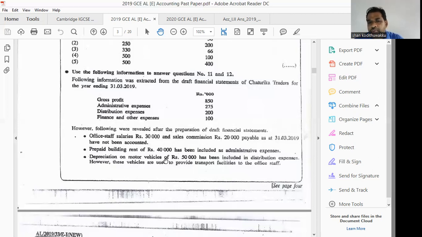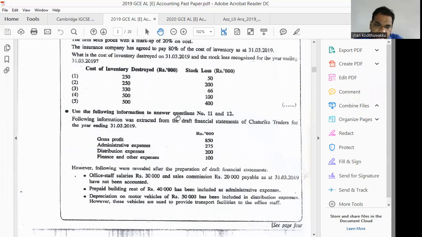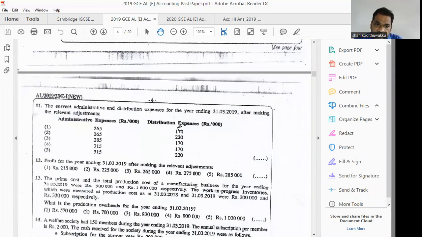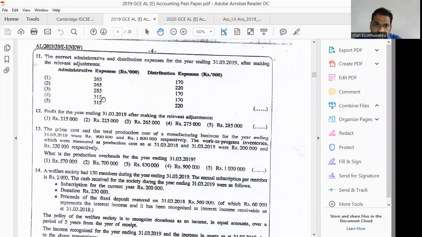265. Then depreciation also should be recorded under administration. Therefore, we have to remove it from distribution and add it to administration. Therefore, 265 plus 50 will be 315. 315 as the administration expenses. 315 is in the fourth answer and fifth answer.